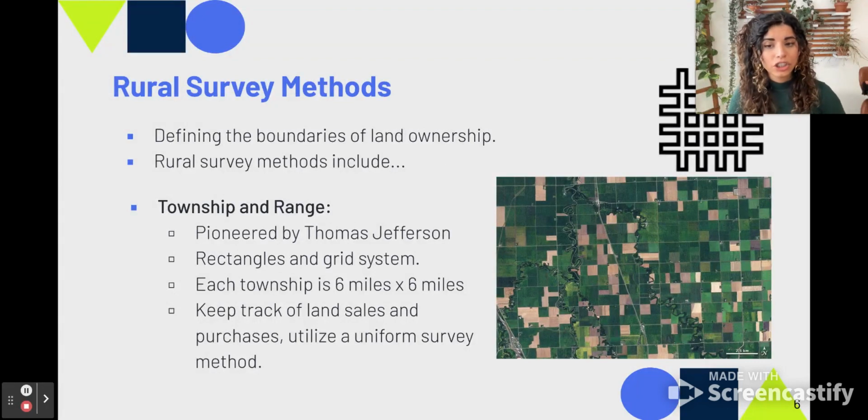Finally, we have township and range. This is more of a grid system, right? It looks a lot more orderly maybe than the Metes and Bounds. This was pioneered by Thomas Jefferson, and it uses rectangles and this idea of a grid system. Each township is 6 by 6 miles, obviously made in the United States, right? Using miles. It is meant to keep track of land sales and purchases and utilize a uniform survey method. It was meant to keep things more orderly and organized in a way that is a little bit more straightforward.